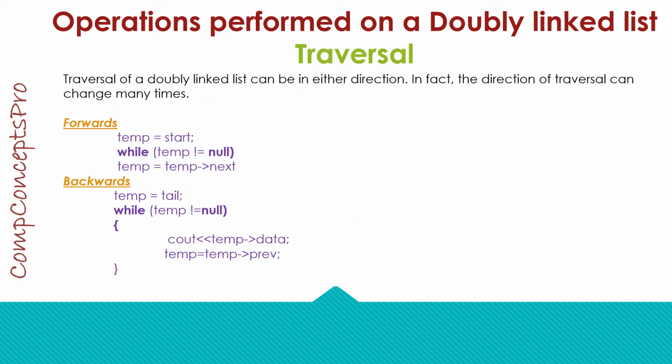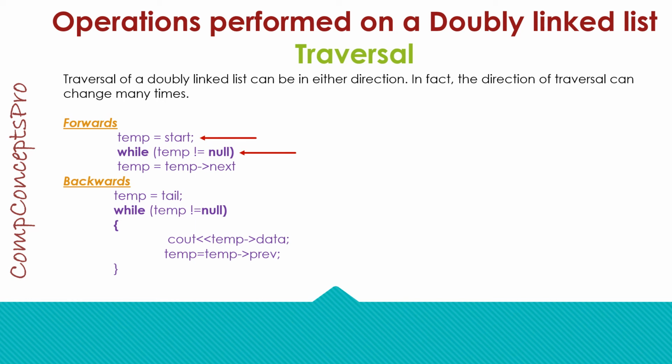So forward traversal in a doubly linked list is same as singly linked list. First we'll assign a temporary pointer variable temp and assign it the same value as start, which is the address of the first node. After that, in a while loop, we'll keep shifting the temp to temp next till it reaches null.